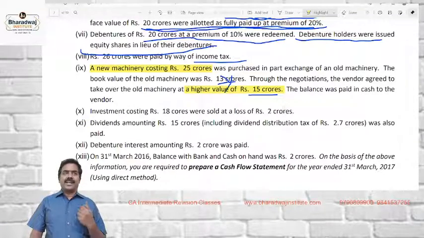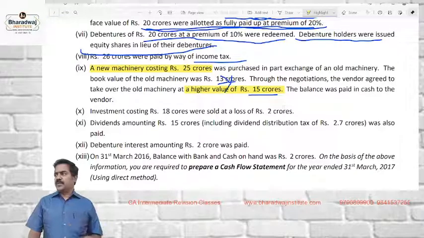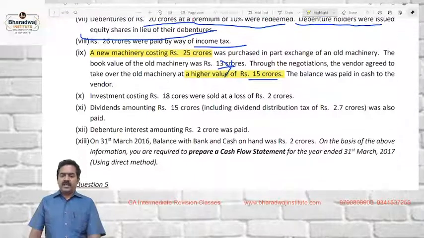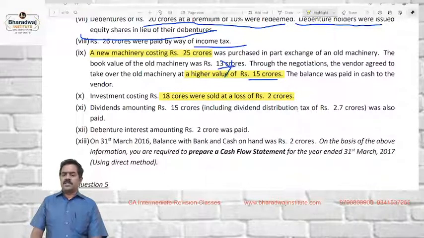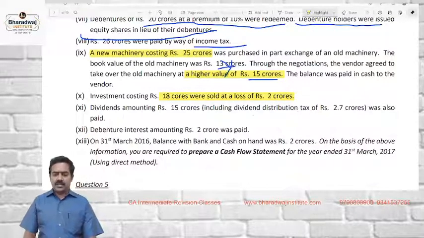Okay, we are not getting cash for 15 crores. 25 minus 15, the net amount you have to pay. Then investment costing 18 crores was sold at a loss of 2 crores. Means investments are sold for how much? 16 crores.